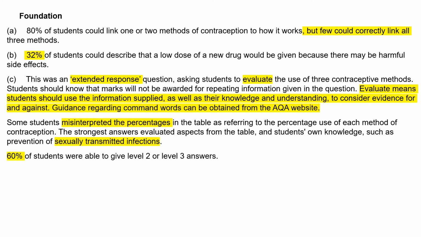Some students misinterpreted the percentages in the table as referring to the percentage use of each method of contraception. Now, this must have been a significant number for them to mention it in the examiner's report. The strongest answers evaluated aspects from the table and students' own knowledge, such as prevention of sexually transmitted infections. So that additional information that I put into my annotations helped. 60% of students were able to gain level 2 or level 3 answers, so a decent amount.